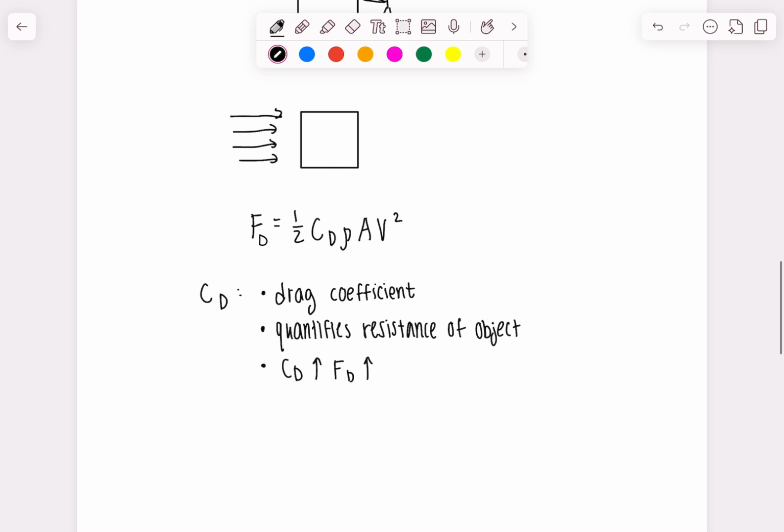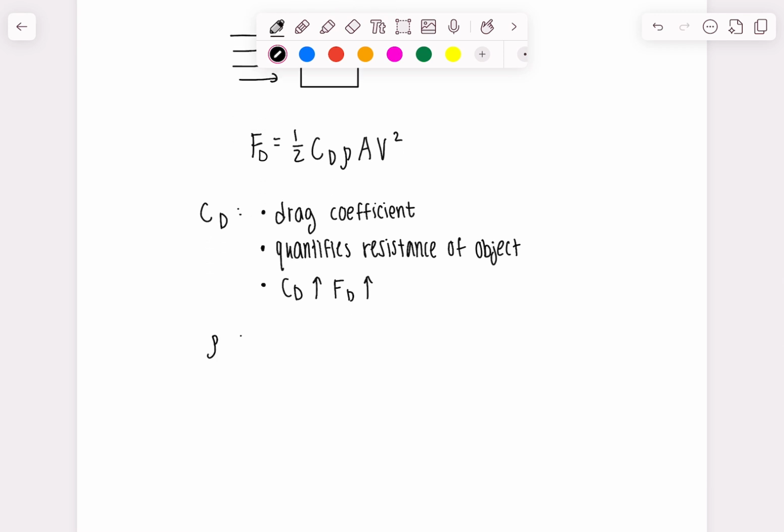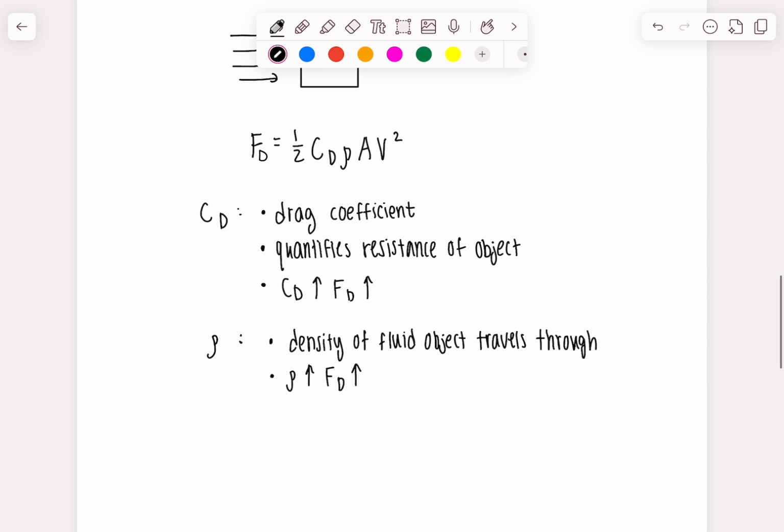Next, we're going to move on to rho, which is our density. So that's going to be the density of the fluid our object is traveling through. All right, so our drag force is going to increase as our density increases. And I like to think of it as the density is in a way aiding that resistive force. So when you have a denser fluid, the particles of that fluid are packed a lot closer together, which creates more resistance to the movement of the object.